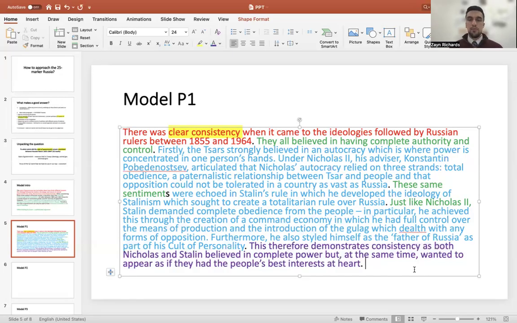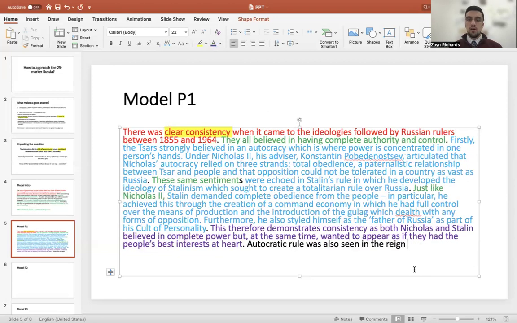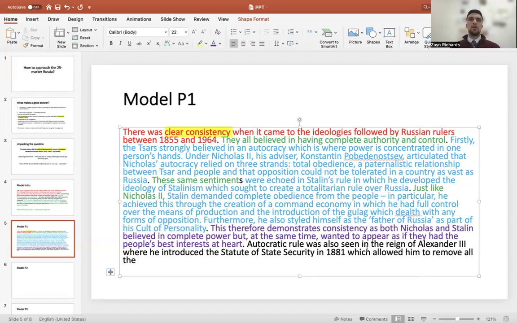Okay. Right. So then we'll move into the second point. I'm going to move into Alexander the Third for a bit. The autocratic rule was also seen in the reign of Alexander III, where he introduced the Statute of State Security in 1881, which allowed him to remove all forms of political opposition.